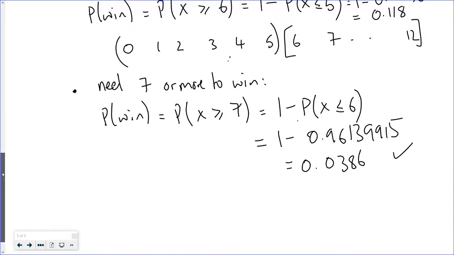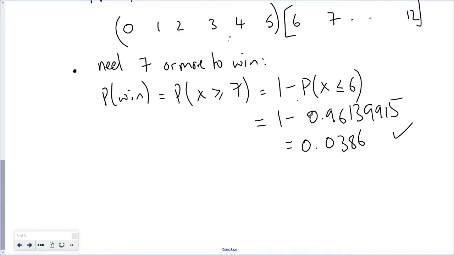Now we're assuming that she wants the probability of winning to be as close to 5% as possible, but not over 0.05. So we always need to conclude in the context of the question: she needs to require 7 or more reds to win.